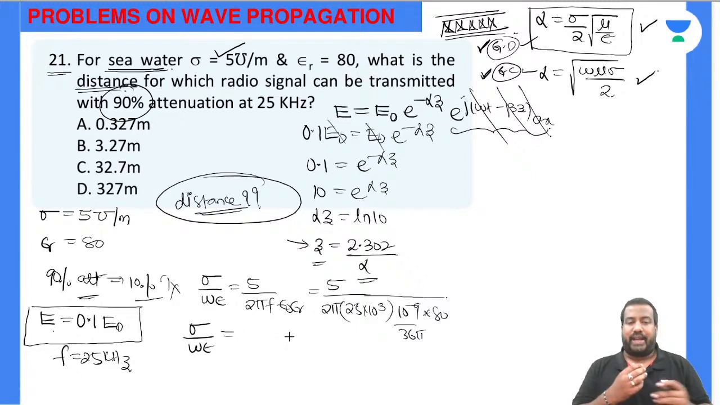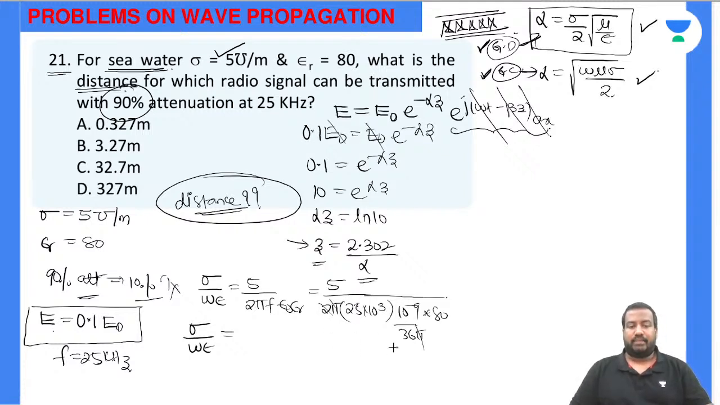If sigma by omega epsilon is greater than 100, good conductor. Less than 1 by 100, that is 0.01, less than 0.01, good dielectric. Basing on this value, you will choose this formula. Got the logic? So solve this.